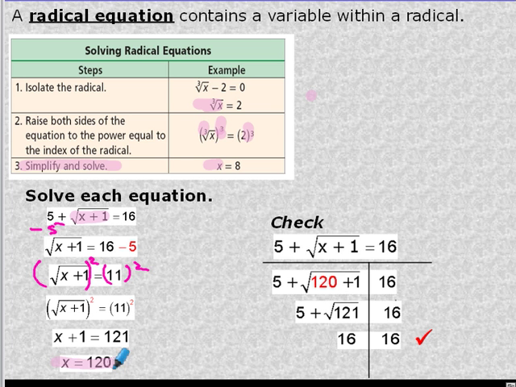And you should check, because you will get invalid solutions. How do we check? We just plug in the value for x in the equation. In this case we get 5 plus the square root of 121 is equal to 16. The square root of 121 is 11. So you have 5 plus 11 is 16, and that does equal 16. So it is a valid solution.